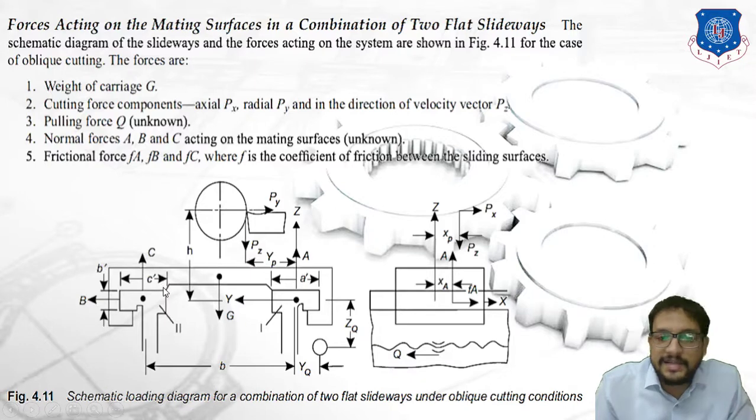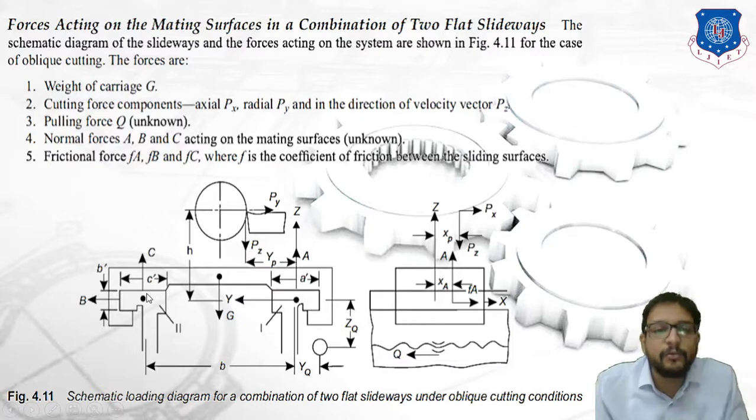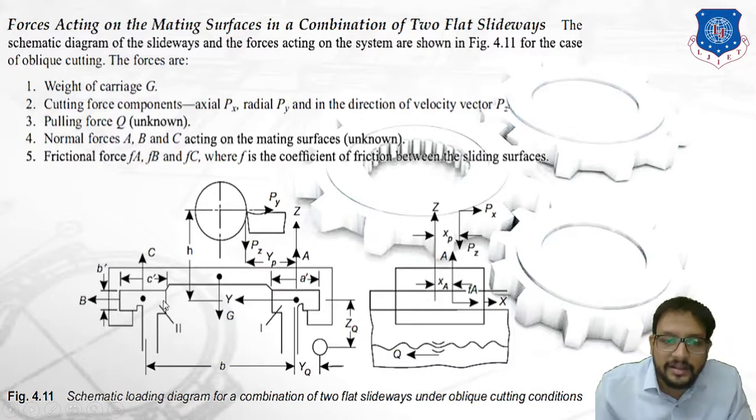Now in this case again we need to determine these three forces A, B and C. A dash is the distance between the slideways, that is two slideways on one side, on one rail. Similarly C dash is a distance, that is our total width, we can say, of the other combination of slideways.